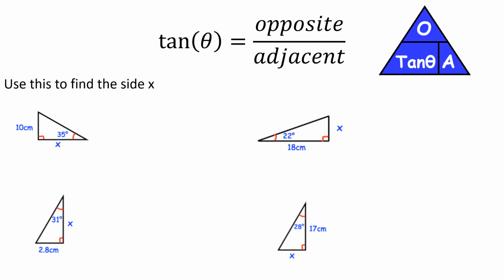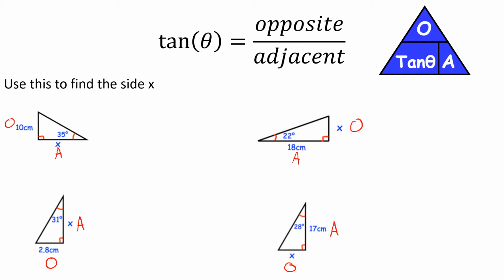Let's think about labeling our sides here. Remember, the adjacent is always the one in between the right angle and the labeled angle. So here's our adjacent, and this is our opposite because it's opposite the labeled angle of 35. Let's do the same for the other triangles. So our opposite and adjacent, opposite and adjacent, opposite and adjacent. Make sure you understand why we're labeling one in each of those. If not, go back to the first slide.